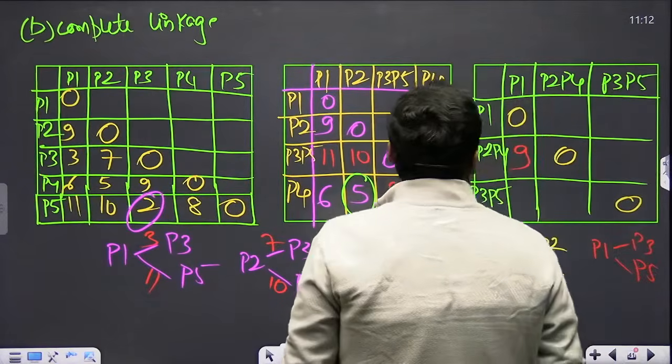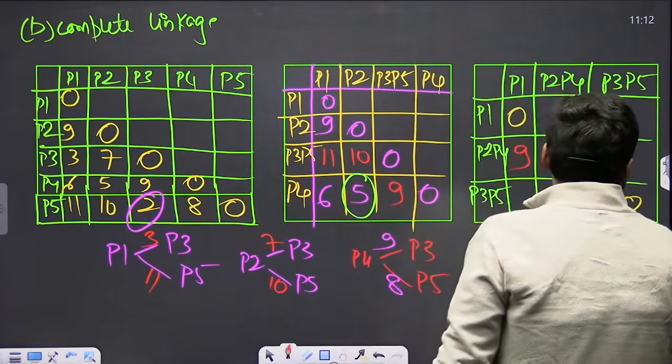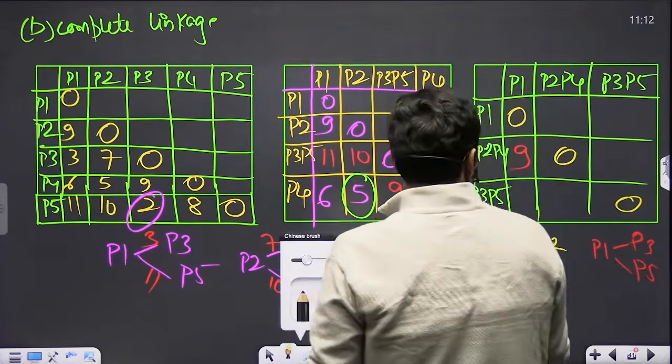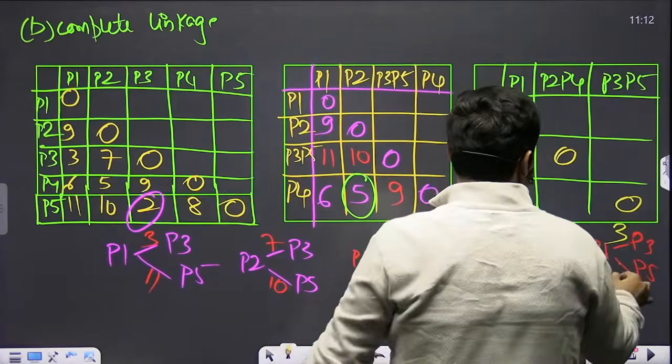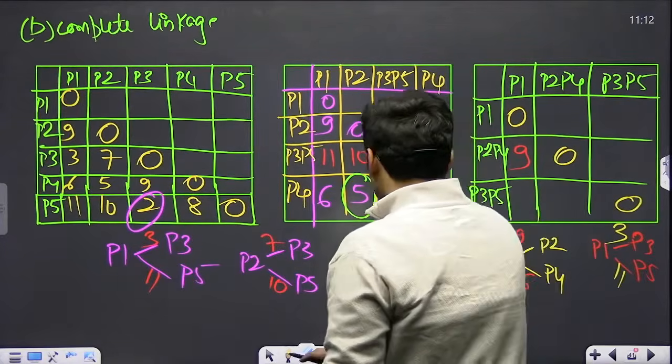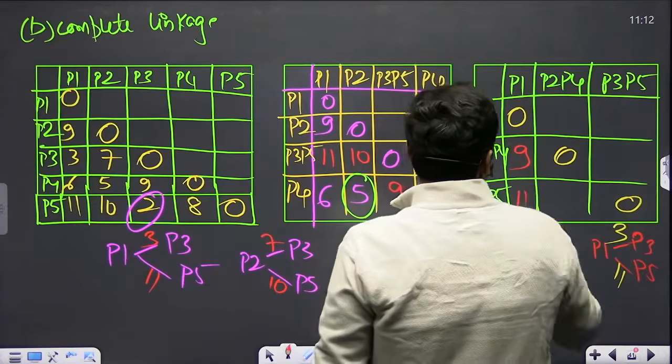Okay, P1 with P3 and P5. So now, what is the distance from P1 to P3? P1 to P3 is 3 and P1 to P5 is 11. So what would I be writing? The max one. I would be writing the max one.